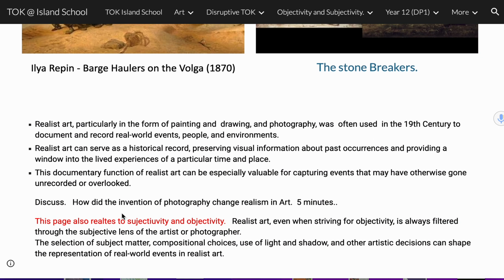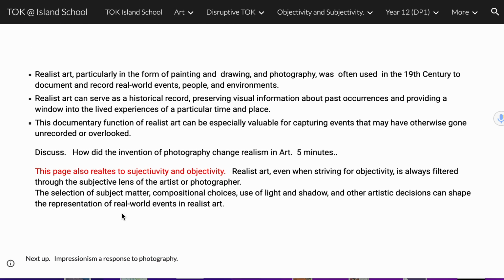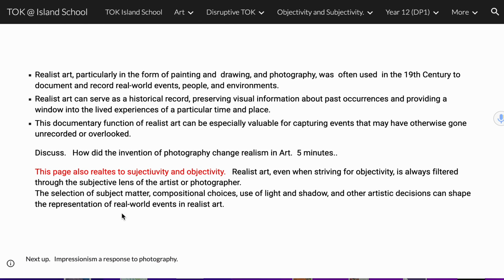Interestingly here, though, even realism, even though it's trying to represent things in a real way, there is also that objective and subjective space. So subjective matter, we talked about composition, use of light, shadows, even the choice of exactly whom you are illustrating.